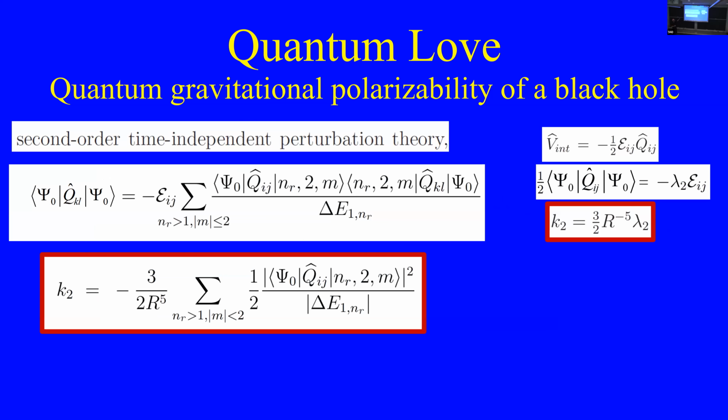Now, what I do is I calculate the polarizability using second order time independent perturbation theory, and I get a similar relation to the Love number, depending on the internal structure of the black hole. Except now I don't understand what the quantum numbers n, m are. They indicate some state of a black hole somehow. But what exactly do they mean? Let me go on, and then I will try to explain.